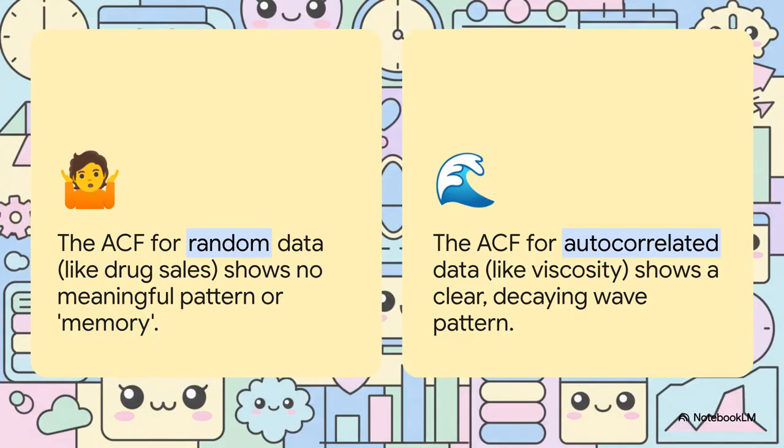And this comparison just makes it all click into place. On the left, the ACF for those random drug sales looks like static, pure noise. That tells the computer there's no meaningful memory from one week's sales to the next. But look at the right, for the chemical data. The ACF shows this clear, decaying wave. That is a statistical signature that a computer can read. It's the footprint of the data's memory, and it's the key to building a model that can actually predict.